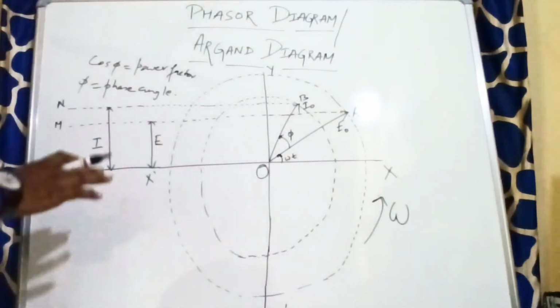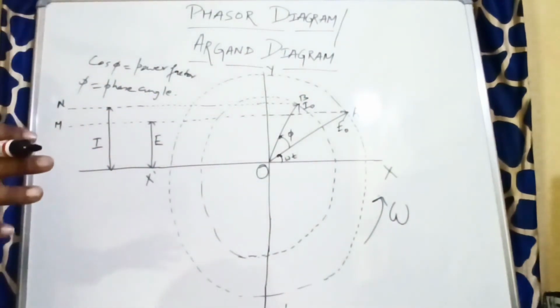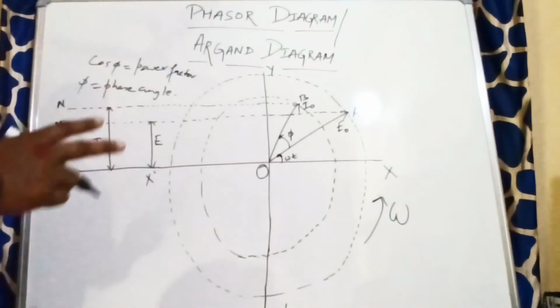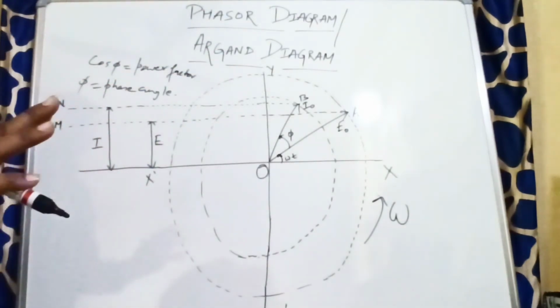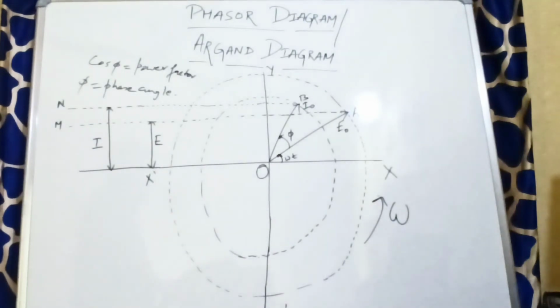So this representation of alternating quantities for voltage and current, this setup, is called your Phasor diagram. I hope the concept is clear. This is a very important topic for alternating current and alternating voltage.